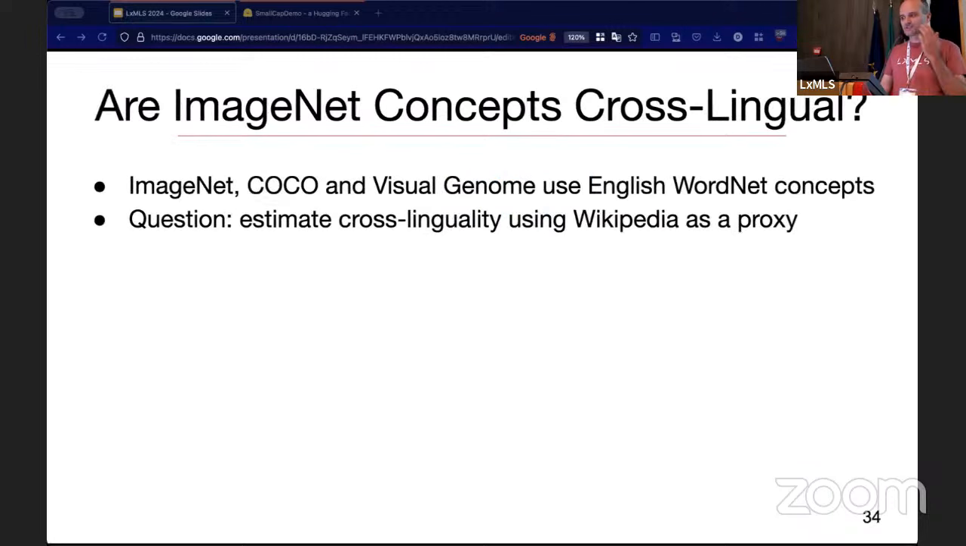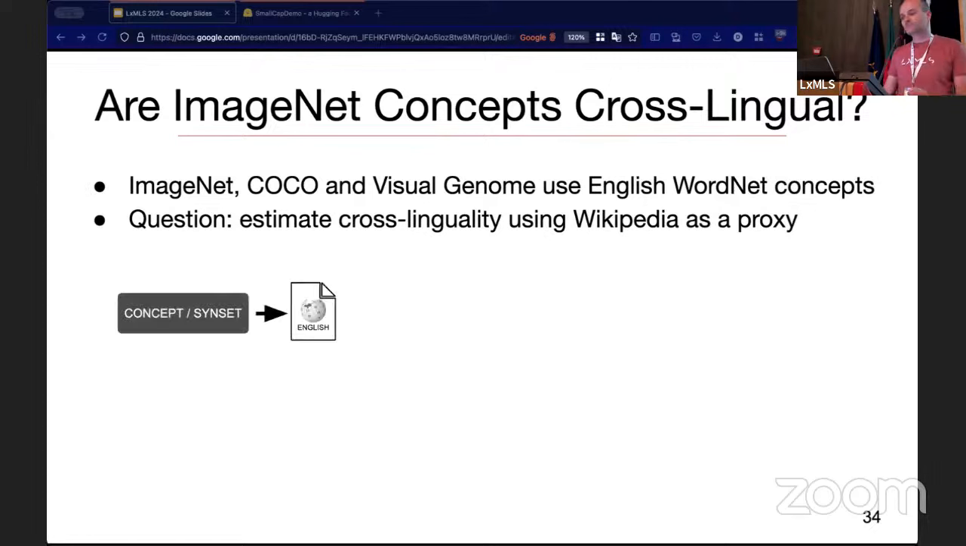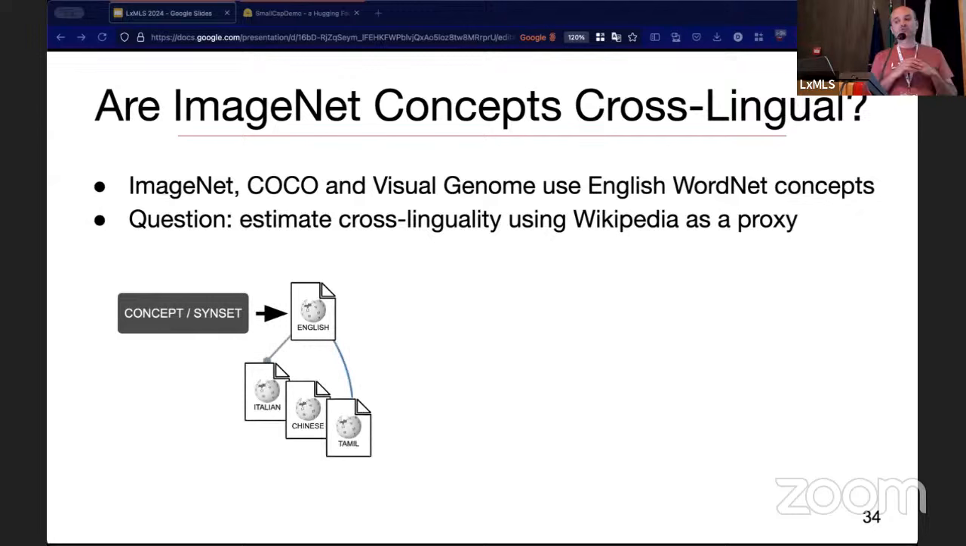And so one thing you can ask yourself is, are ImageNet concepts cross-lingual, given that they're at the backbone of training so many vision and thus multimodal models? And in order to estimate this cross-linguality, we use Wikipedia as a proxy. So what this means is we'll take a concept or a synset. This is how you describe the labeling of ImageNet. And we find the existence of this in the English Wikipedia. And then we look across Wikipedias in different languages and see if there are linked articles in those languages. So in this instance, we may find one in Italian and we may find one in Tamil. So this gives us the notion that it's somewhat cross-lingual, but we do not find this concept in Chinese.